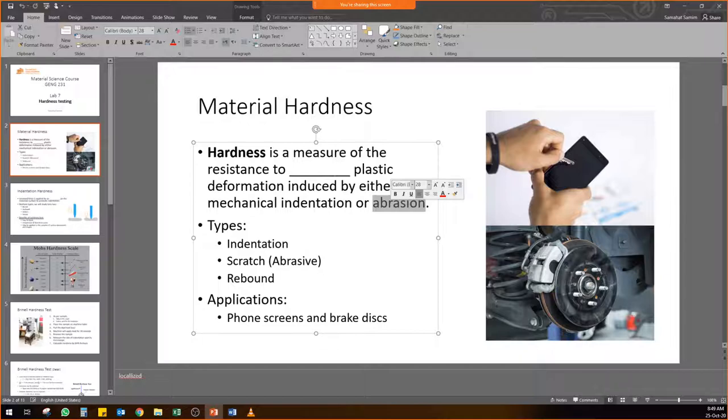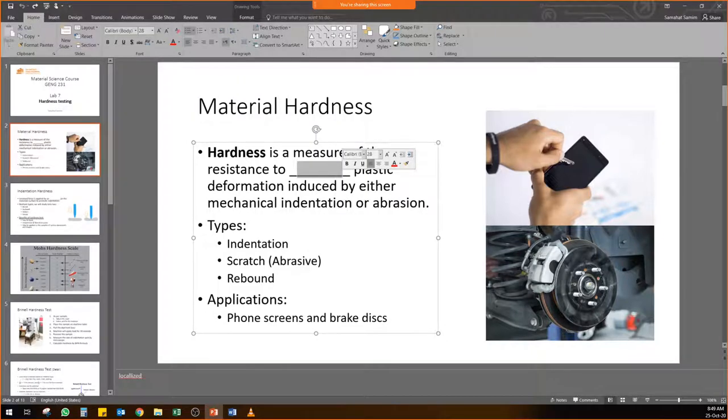What is abrasion? Abrasion is what this guy is doing with the key on his phone. Can you see this? You are scratching. Abrasion is basically scratching. So abrasion is scratching, while resistance to what comes in this bar is this.